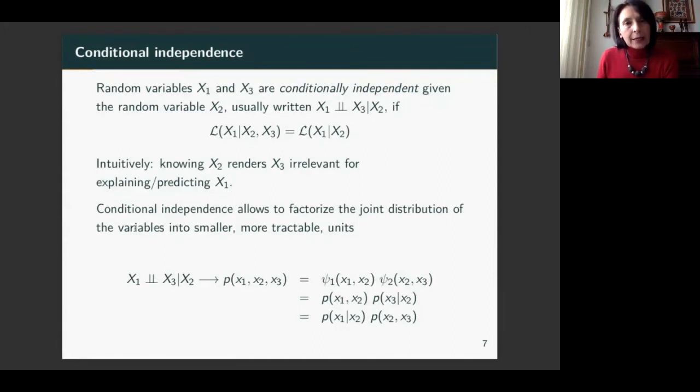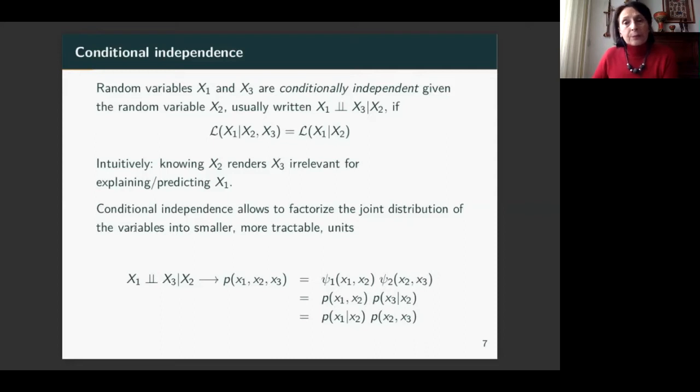But intuitively, conditional independence means that knowing x2 renders x3 irrelevant for explaining or predicting x1. So you can immediately have an intuition of the importance of this concept in multidimensional problems. It allows us to focus on what matters and leave out what doesn't. And by the way, this is the reason why conditional independence is so much used in artificial intelligence, because it mimics the way in which our brain functions pretty closely. We as humans are very capable of focusing on what matters and ruling out what doesn't.